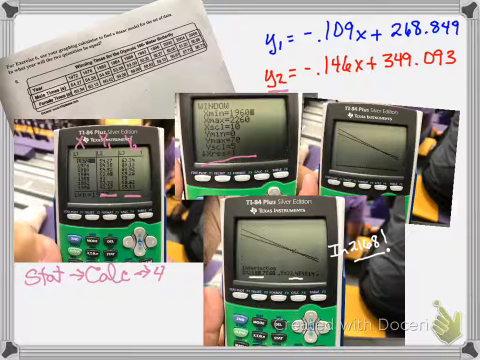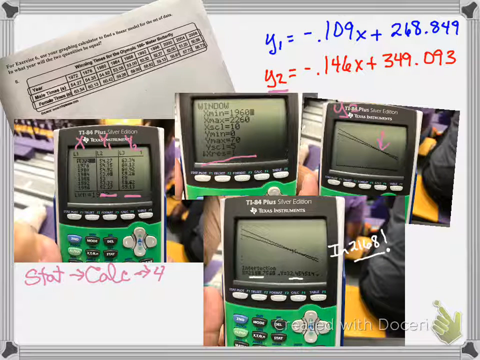I went ahead and went into my Y equals, and I inserted my Y1 equation and my Y2 equation. When I graphed it, here we go. I finally see that crisscross that I'm looking for.